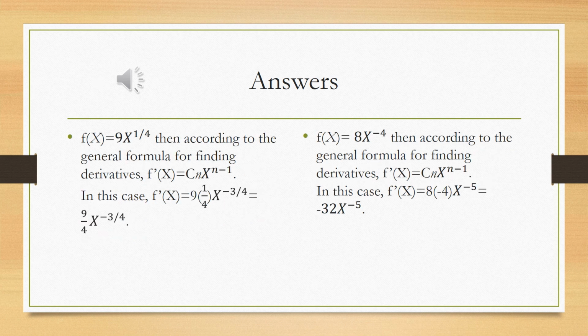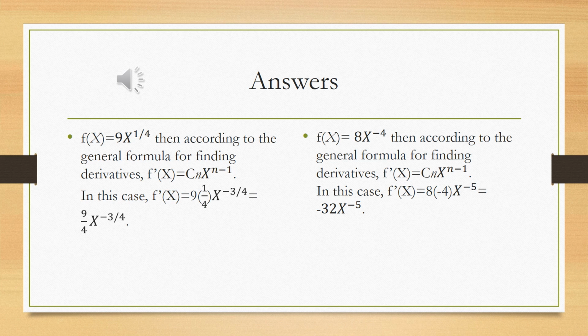f of x equals 9x to the power 1 over 4. Then, according to the general formula for finding derivatives, f prime of x equals cn times x to the power n minus 1. In this case, f prime of x equals 9 times 1 over 4 x to the power minus 3 over 4, which is 9 over 4 x to the power minus 3 over 4.